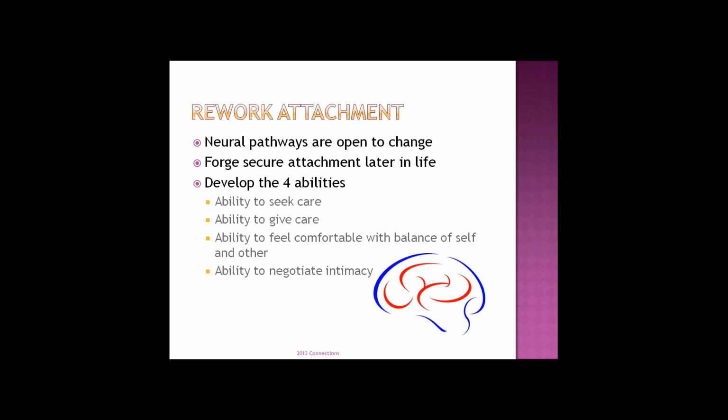Now, in summary here, what I kind of pull it all together is, first of all, you want to recognize what adult attachment pattern am I living out of? So you can go back and look at those four and see if you can recognize yourself in them. Know that your neural pathways are open to change.